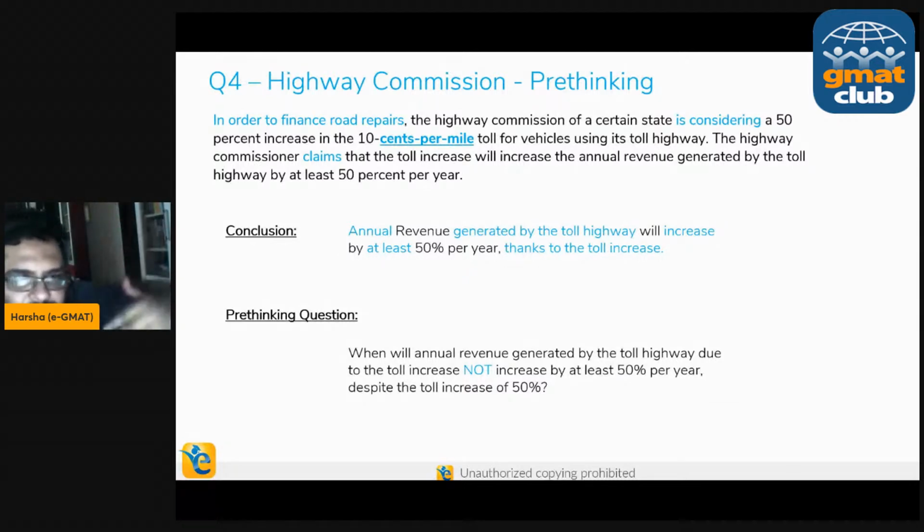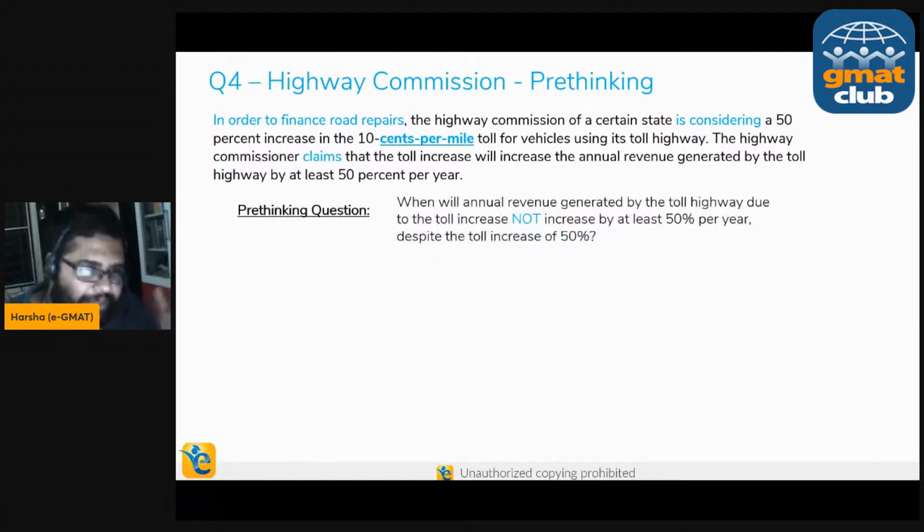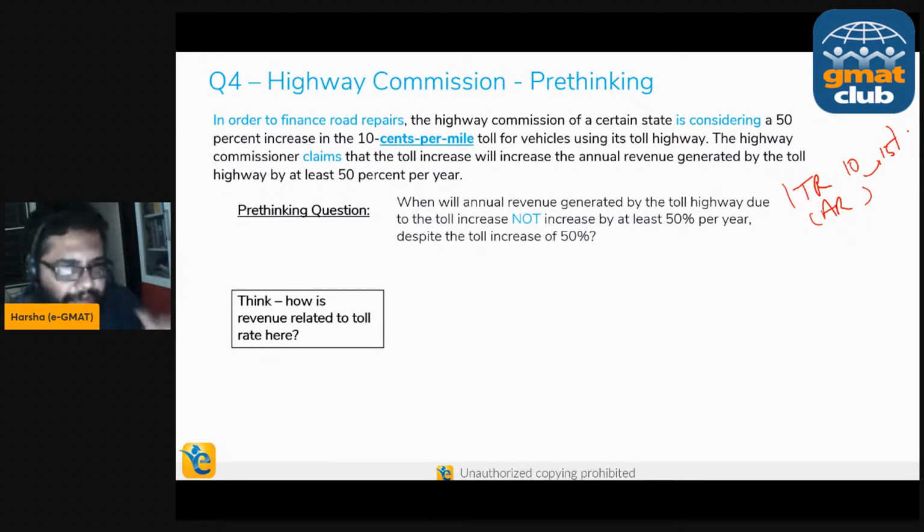Ideally, the author claims that revenue should also increase. When will it not increase? That's the only thing you need to be concerned with. Now, to answer this question, you need to go deeper, and it's a very simple thing. At the end of the day, the author is looking at this toll rate which has increased from 10 to 15, a 50% increase, and just based on that, the author claims that annual revenue should also increase by at least 50%. Which means there is some relationship here which the author is assuming in his or her head. You need to find what that relationship is. So what is the relationship between toll rate and revenue?